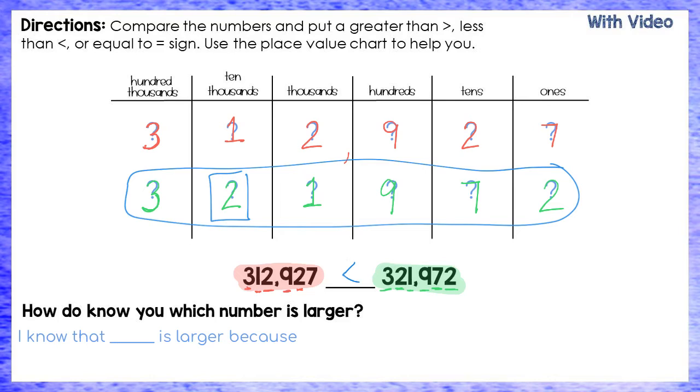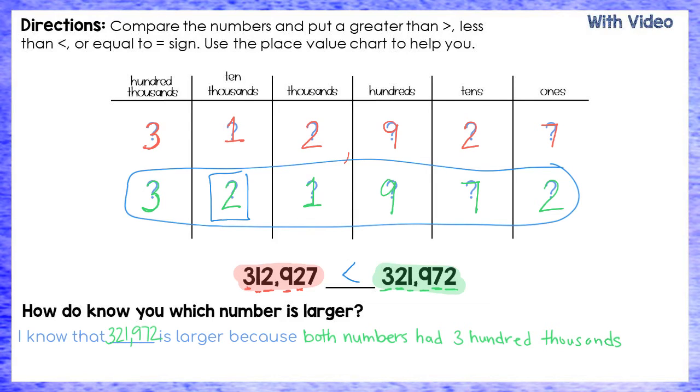And I've already written a sentence stem here for you. I know that which number? Well, the green number. So I'm going to write 321,972 is larger because, now how did we figure out that it was larger? Well, both numbers had 300,000s. Both numbers had 300,000s with an S. But then we went to the 10,000s, and two 10,000s is larger than 1 10,000.